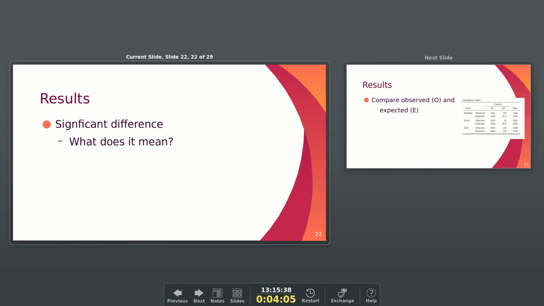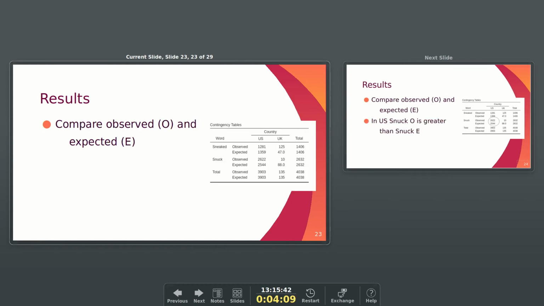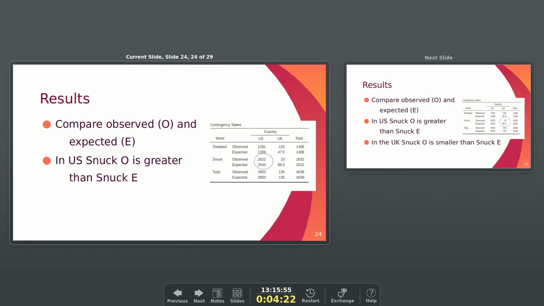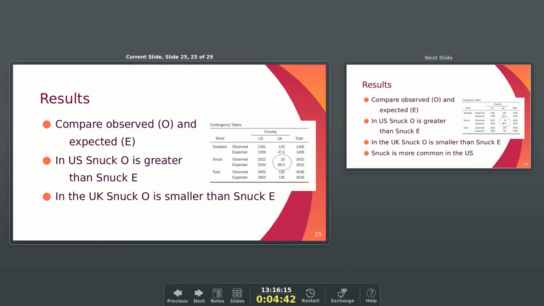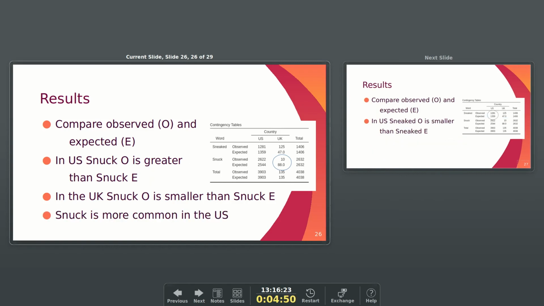So there is a significant difference, but what does that mean? In order to do a little bit of interpretation, we need to look at the observed and expected outcomes. In the US, you'll notice that for snuck, the observed is greater than the expected. In the UK, the observed value for snuck is smaller than the expected value. So what we can conclude is that snuck is more common in the US.